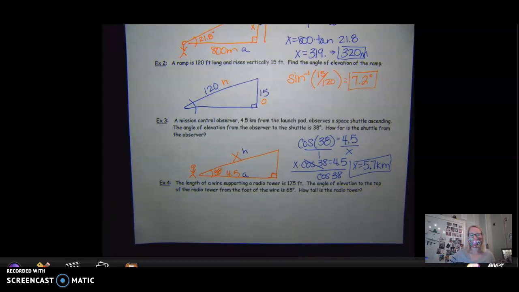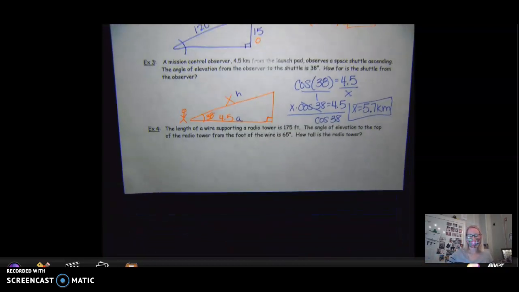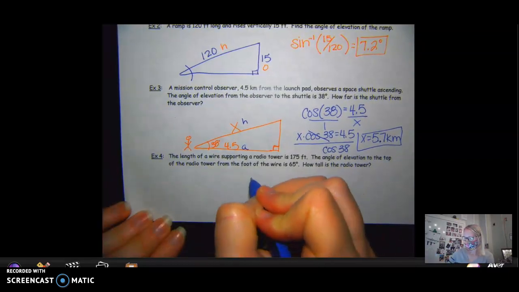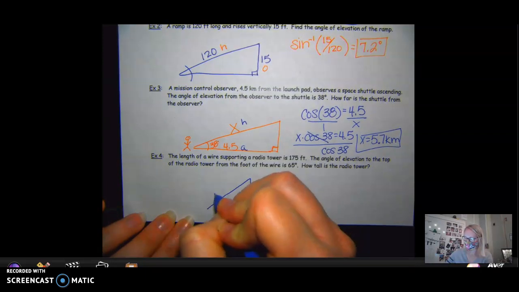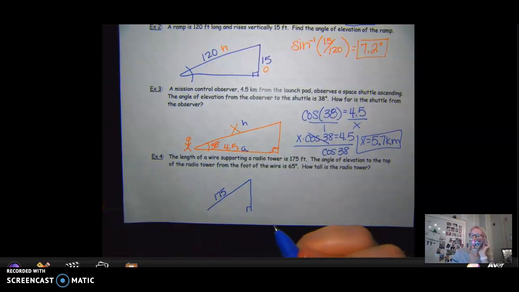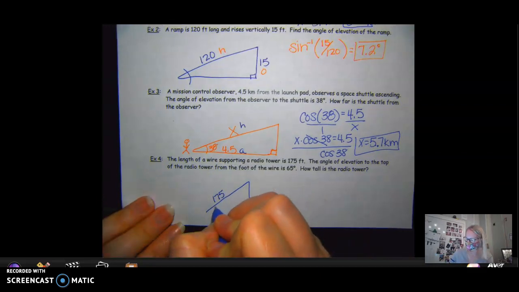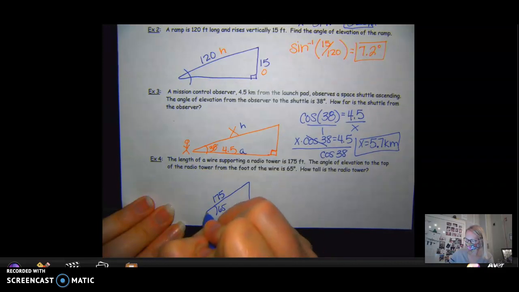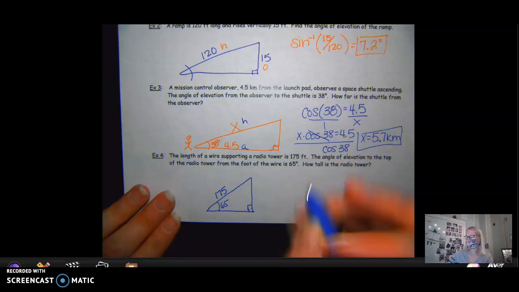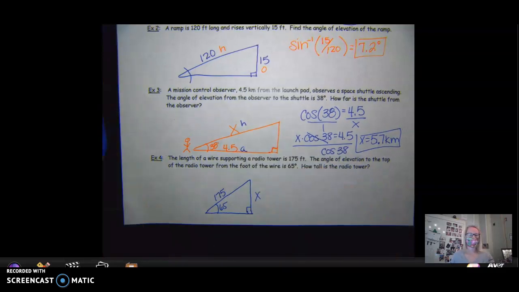Okay, the length of a wire supporting a radio tower is 175 feet. So we have a radio tower, right? The length of the wire is 175 feet. Here's our 90-degree angle. The angle of elevation to the top of the radio tower from the foot of the wire is 65 degrees. How tall is the radio tower? So we're finding that x.